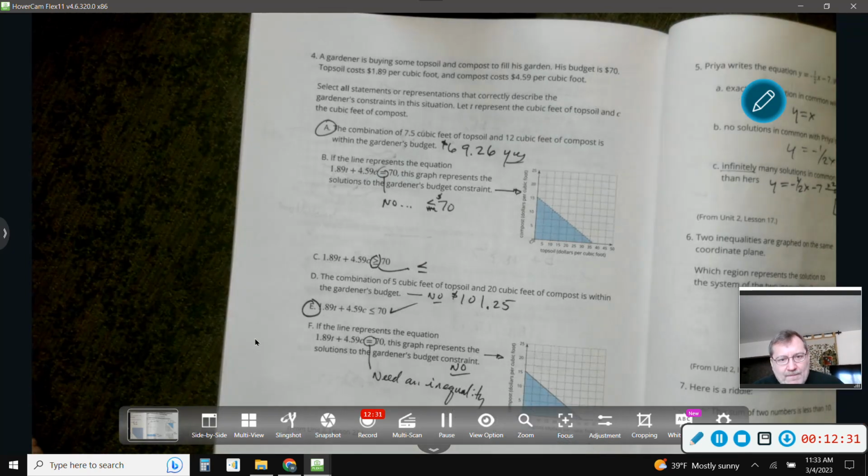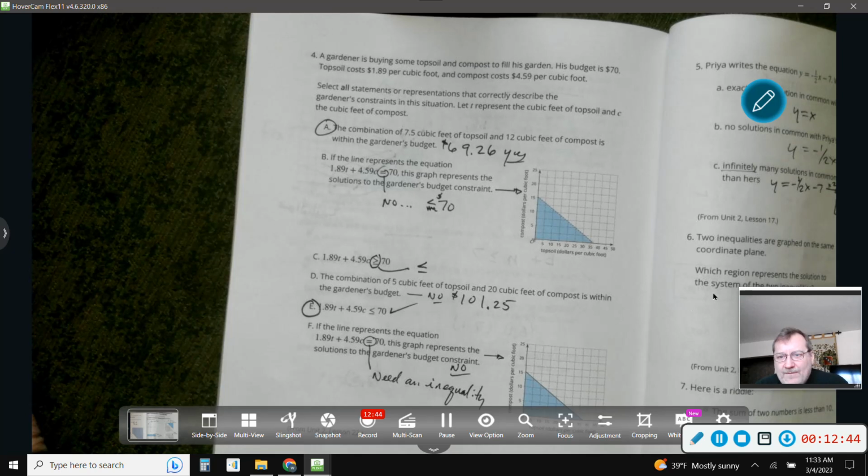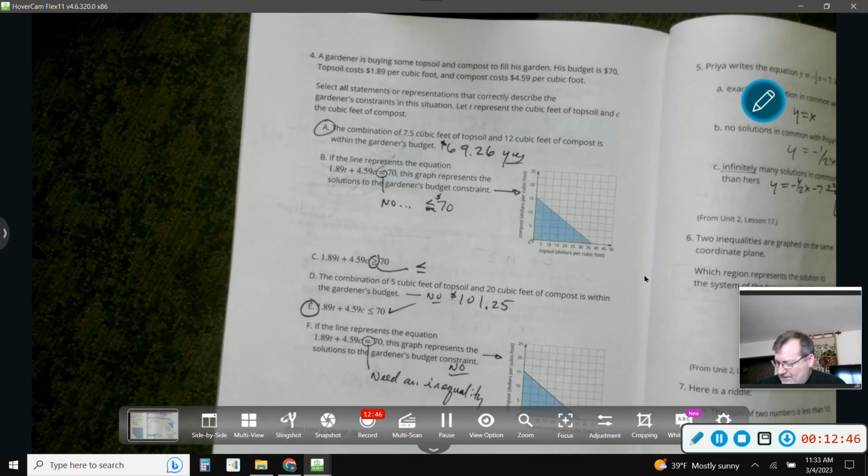That looks good. And then you come down here. It says if the line represents the equation, this graph represents the solution. Here it needs an inequality. Yeah. So does this represent the budget constraint? And again, I'm not sure where they're going with this one.